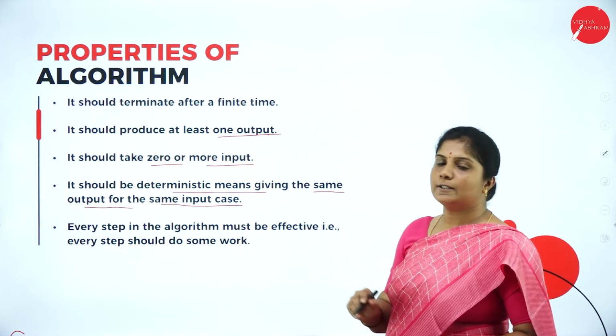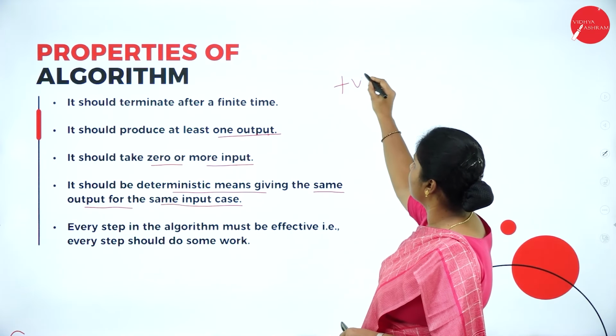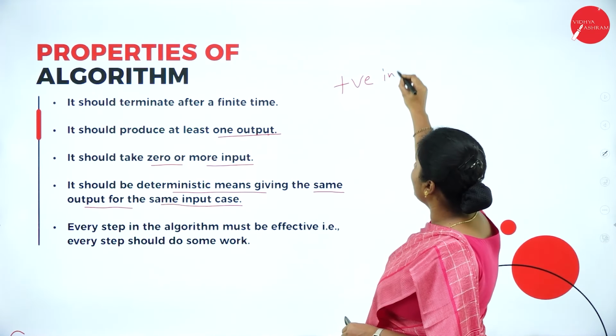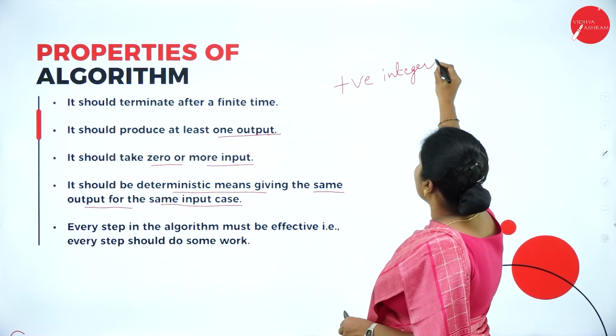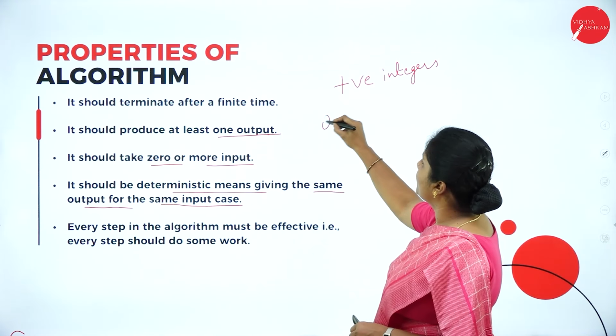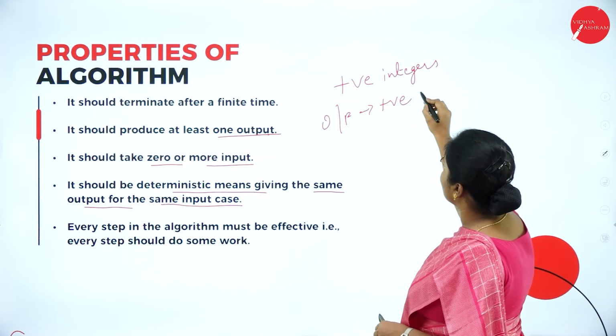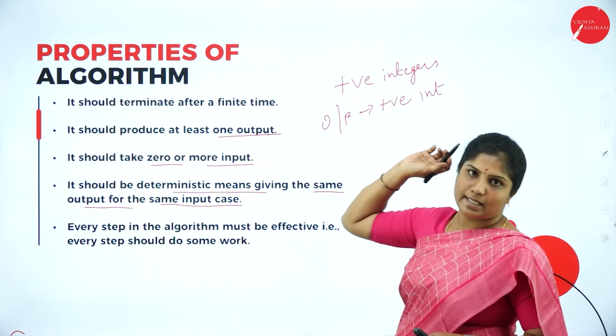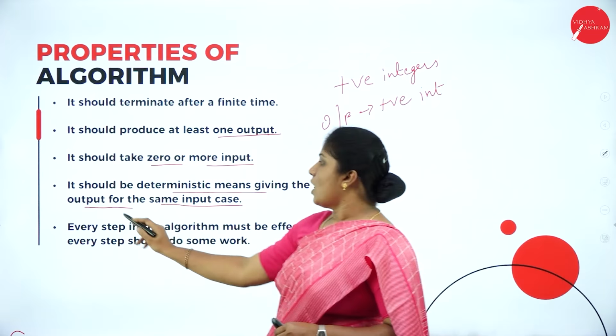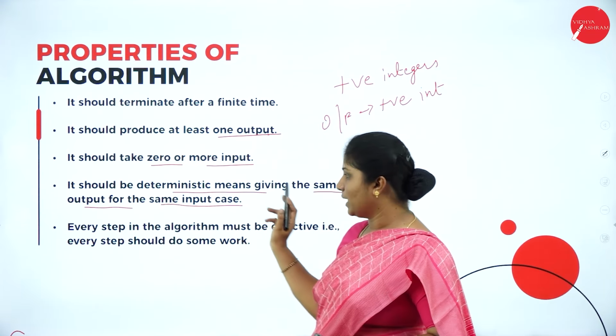If I am giving positive integers as input, then it should give output in the positive only. The output should be positive integers like this. Output for the same input case.